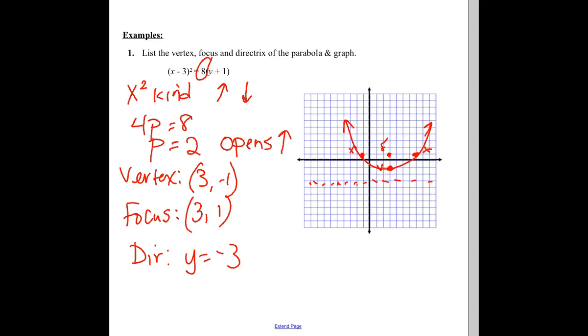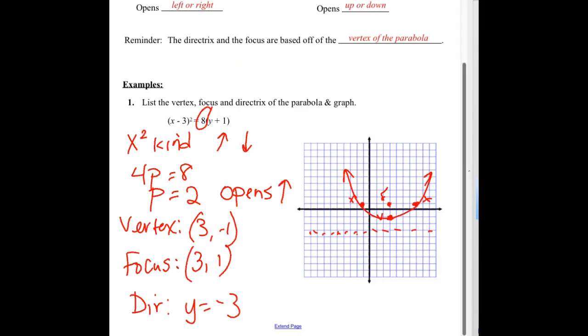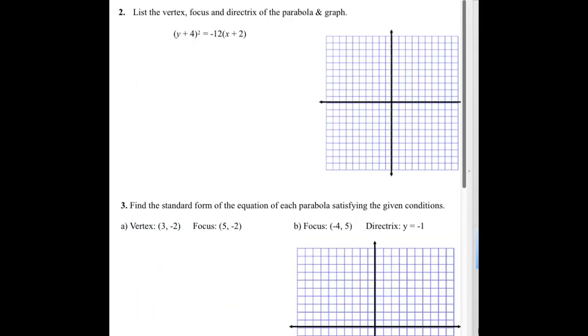You will be expected on graphs of parabolas to list a focus, a vertex, a directrix, and to have those other 2 points graphed so you know how wide it is. Okay? All right, let's try another one. I'm going to pause the video on this one, let you try it at your tables.